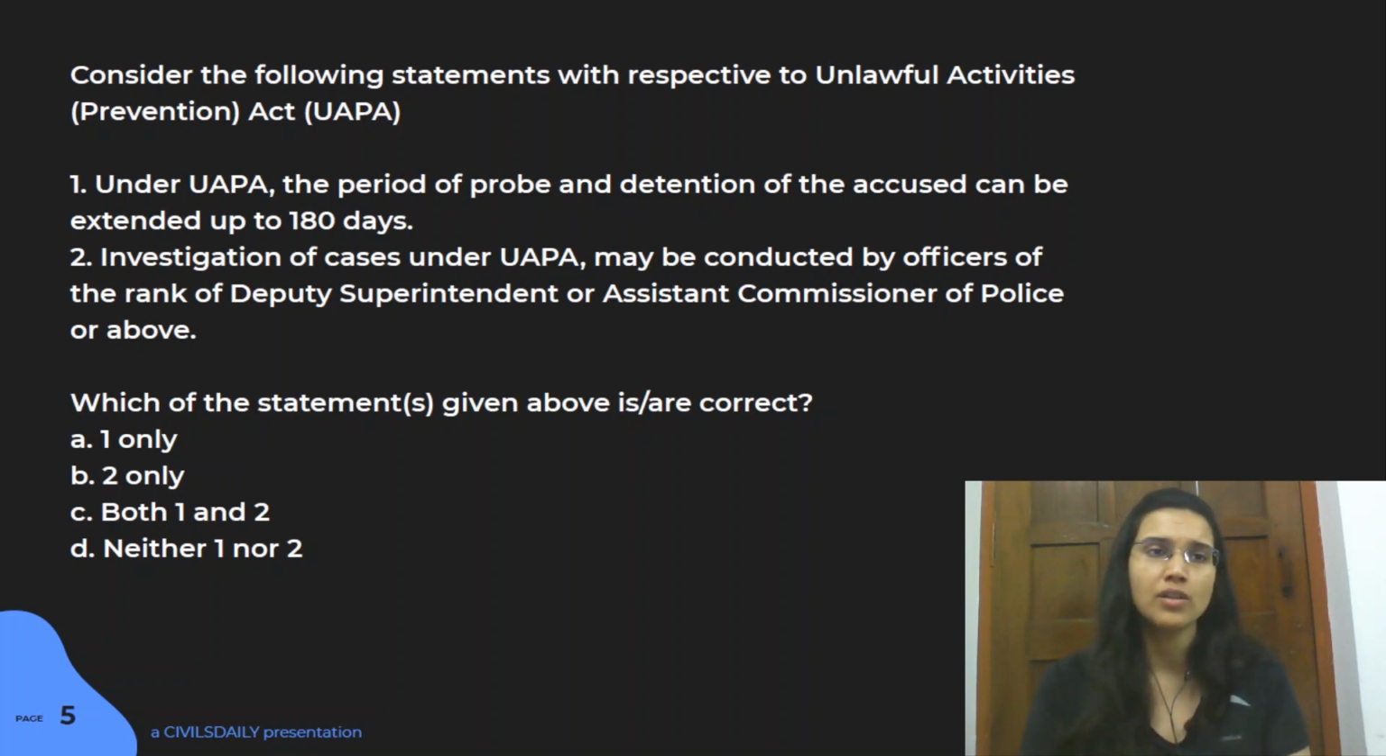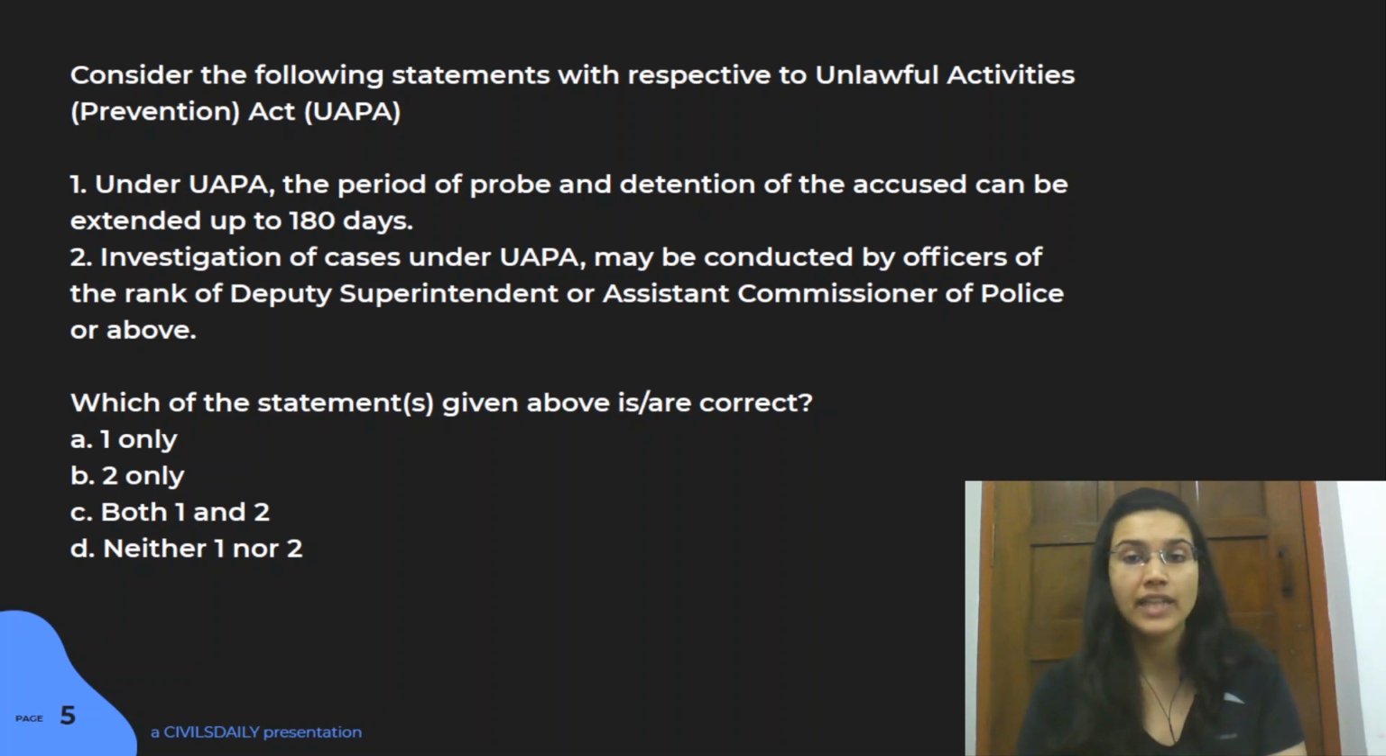The first statement here is that under UAPA, the period of probe and detention of the accused can be extended to 180 days. And second is that investigation of cases under UAPA must be conducted by officers of the rank of Deputy Superintendent or ACP or above. Now, the answer of this question is actually C. So, yeah, both these statements are pretty much correct here.